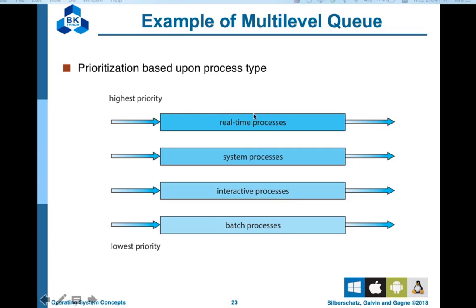If a process is in the real-time processes, it will be allocated the CPU for running first. After that, if there is no process in the real-time processes, the process in the system processes will run. And if there is no process in the real-time processes and no process in the system processes, then the process in the interactive processes will run.